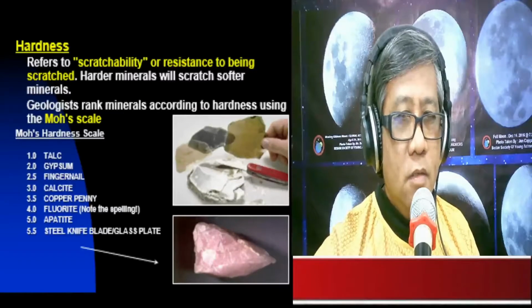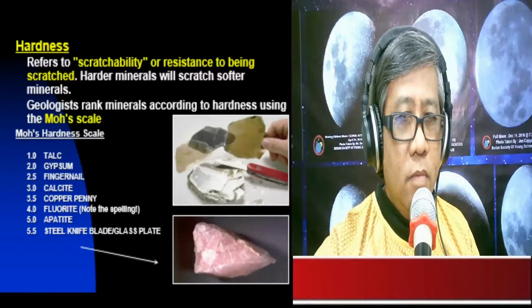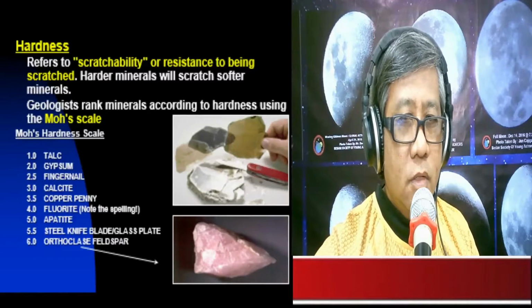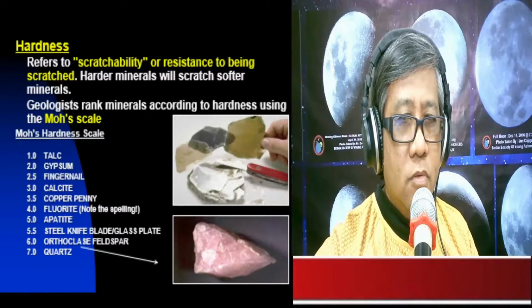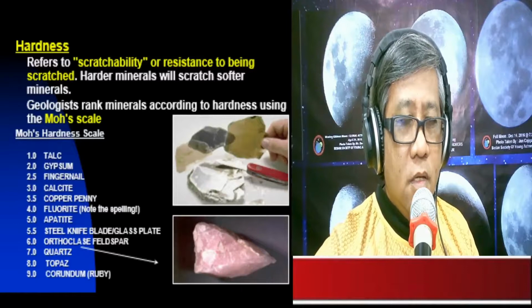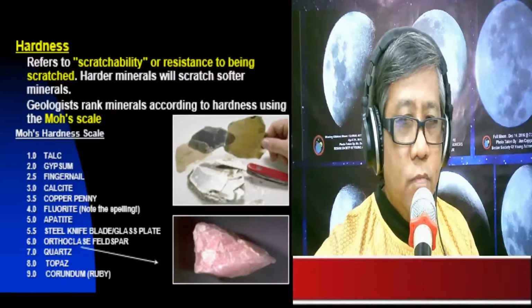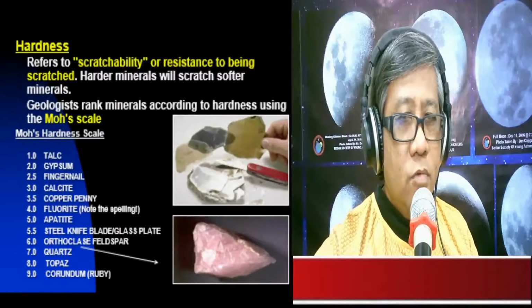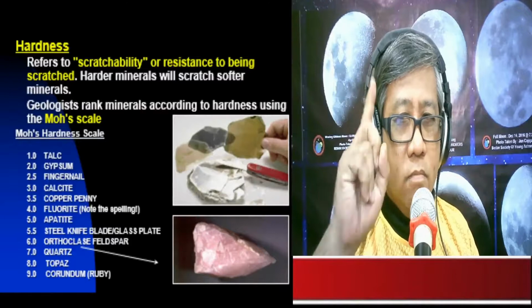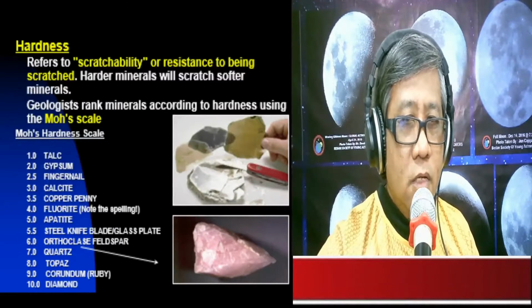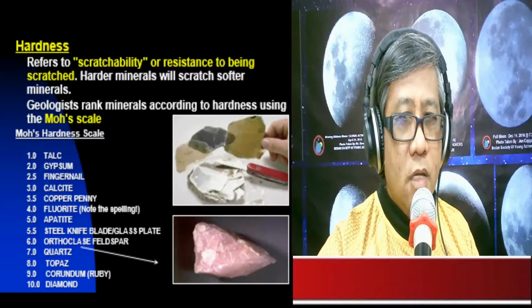6.5, that's steel knife or blade or glass plate. Then 6.0, that's feldspar, then 7.0 quartz, then 8.0 topaz, then 9.0 that's ruby. So this means that ruby can scratch topaz, but not the other way around. Topaz cannot scratch ruby. And the hardest mineral of them all is number 10.0, that is diamond.